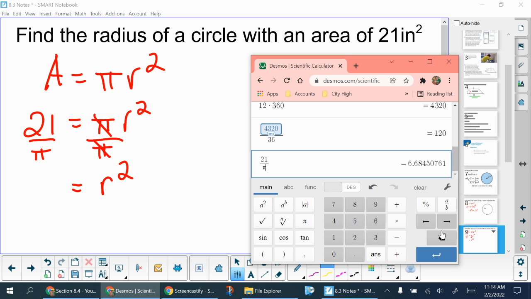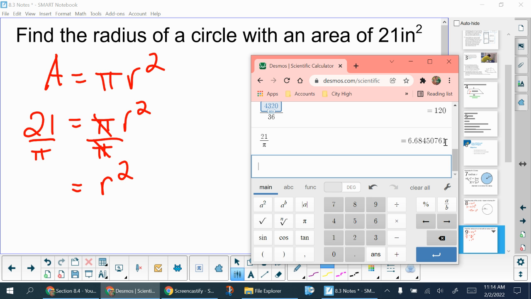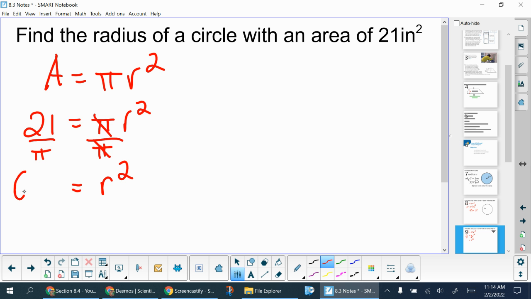So I get 6.68. Now at this point, I am not rounding this value. I am leaving this answer stored in my calculator for now. I'm going to write 6.68 on the paper, but when I actually go to do the next step, I'm not going to use 6.68. So the final step here is I need to get rid of that squared. So I will square root it. That gives me r on this side.